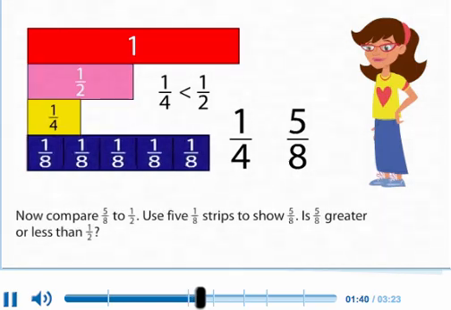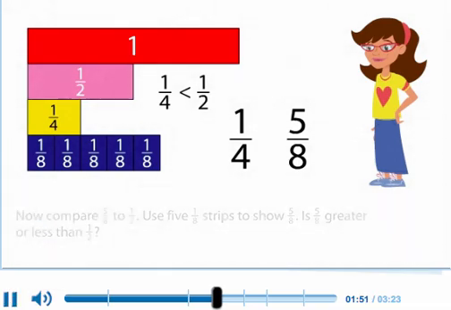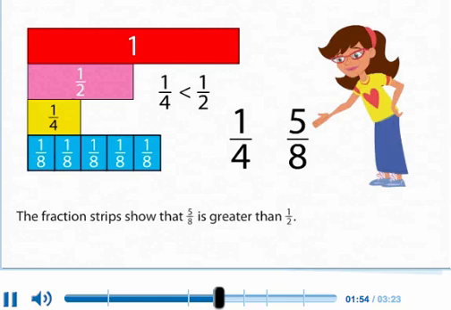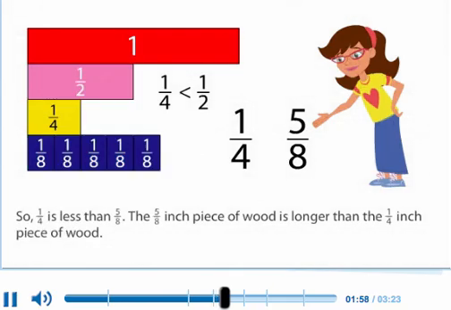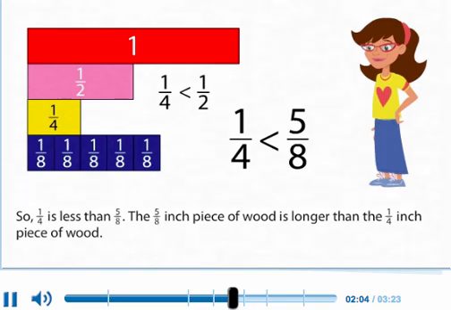Now compare 5/8 to 1/2. Use 5 1/8 strips to show 5/8. Is 5/8 greater or less than 1/2? The fraction strips show that 5/8 is greater than 1/2. So 1/4 is less than 5/8. The 5/8 inch piece of wood is longer than the 1/4 inch piece of wood.